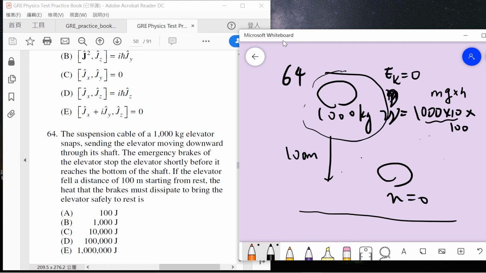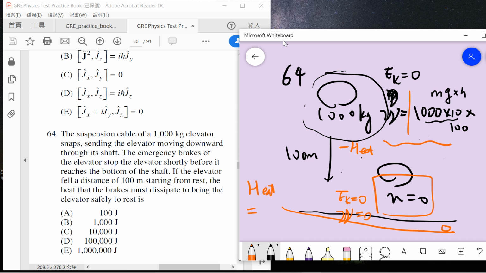So the total energy minus heat will become the total kinetic energy. The final state is rest, and the gravitational potential is 0. If I define this as 0, then the heat is just equal to the gravitational potential. So it's 1 0 0 0 0 0 0. So the answer is E. That's it.